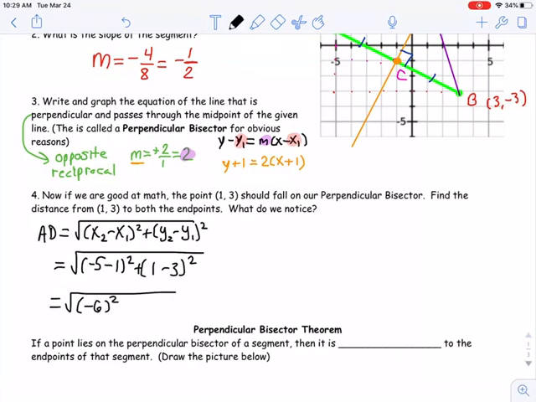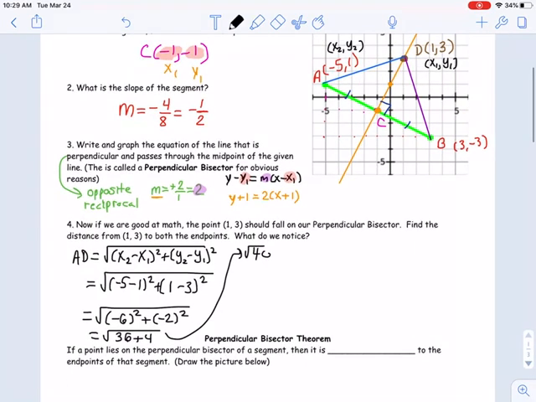And then we're going to get -6 squared plus -2 squared. We're going to get the square root of 36 plus 4, or the square root of 40. And we'll pause there. I don't feel like doing any more to that. We could plug it in and get a decimal, but we'll just keep it as the square root of 40.